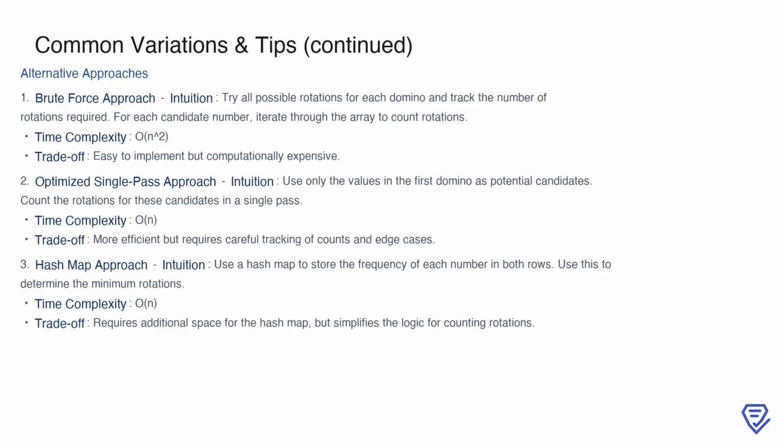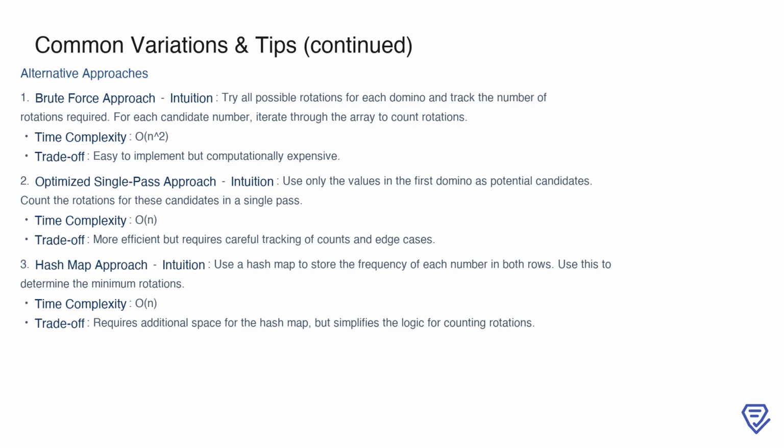Here, you focus only on the values in the first domino as potential candidates and count the necessary rotations in a single pass. This reduces the time complexity to O(n), but requires careful attention to detail, especially when tracking rotation counts and handling edge cases.